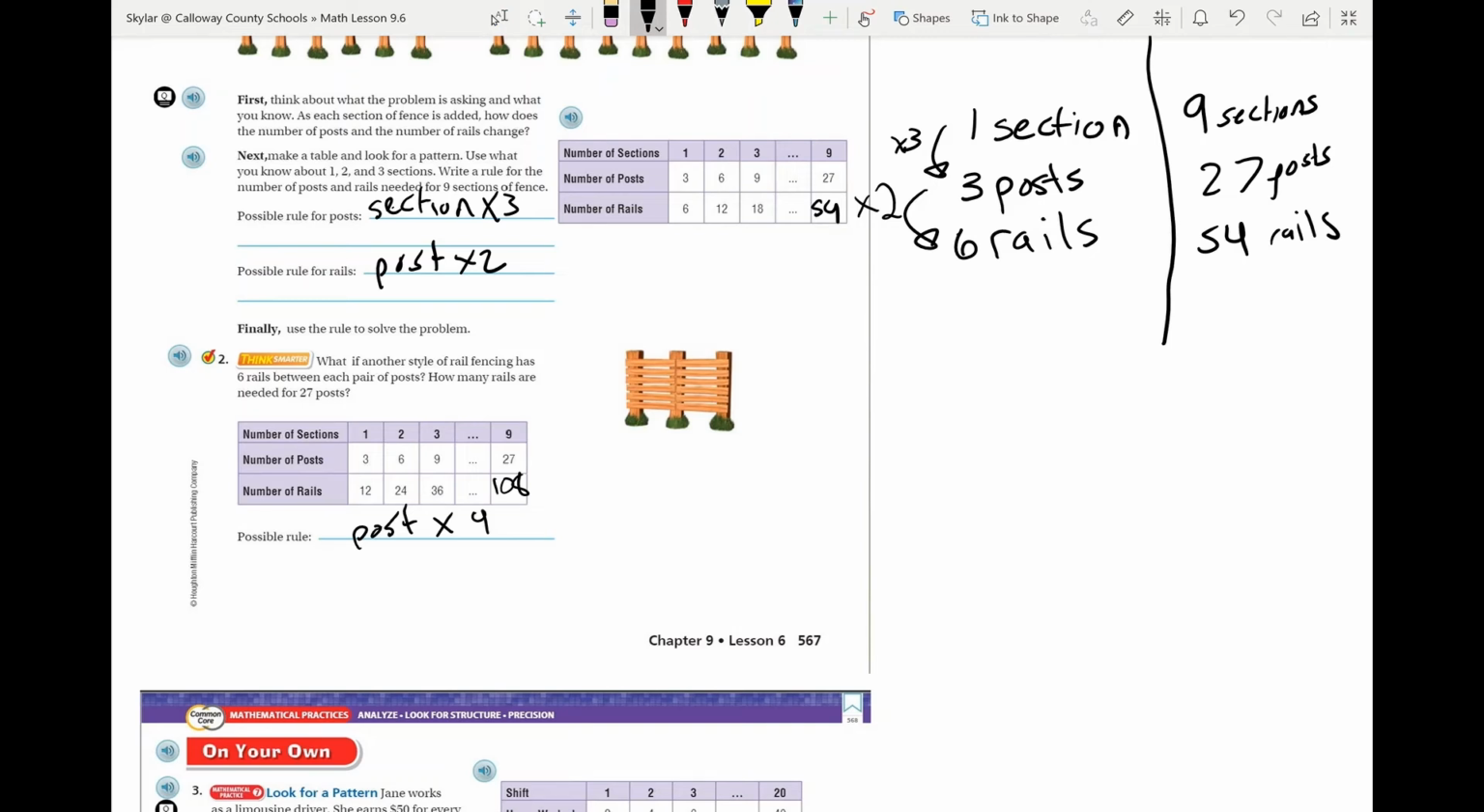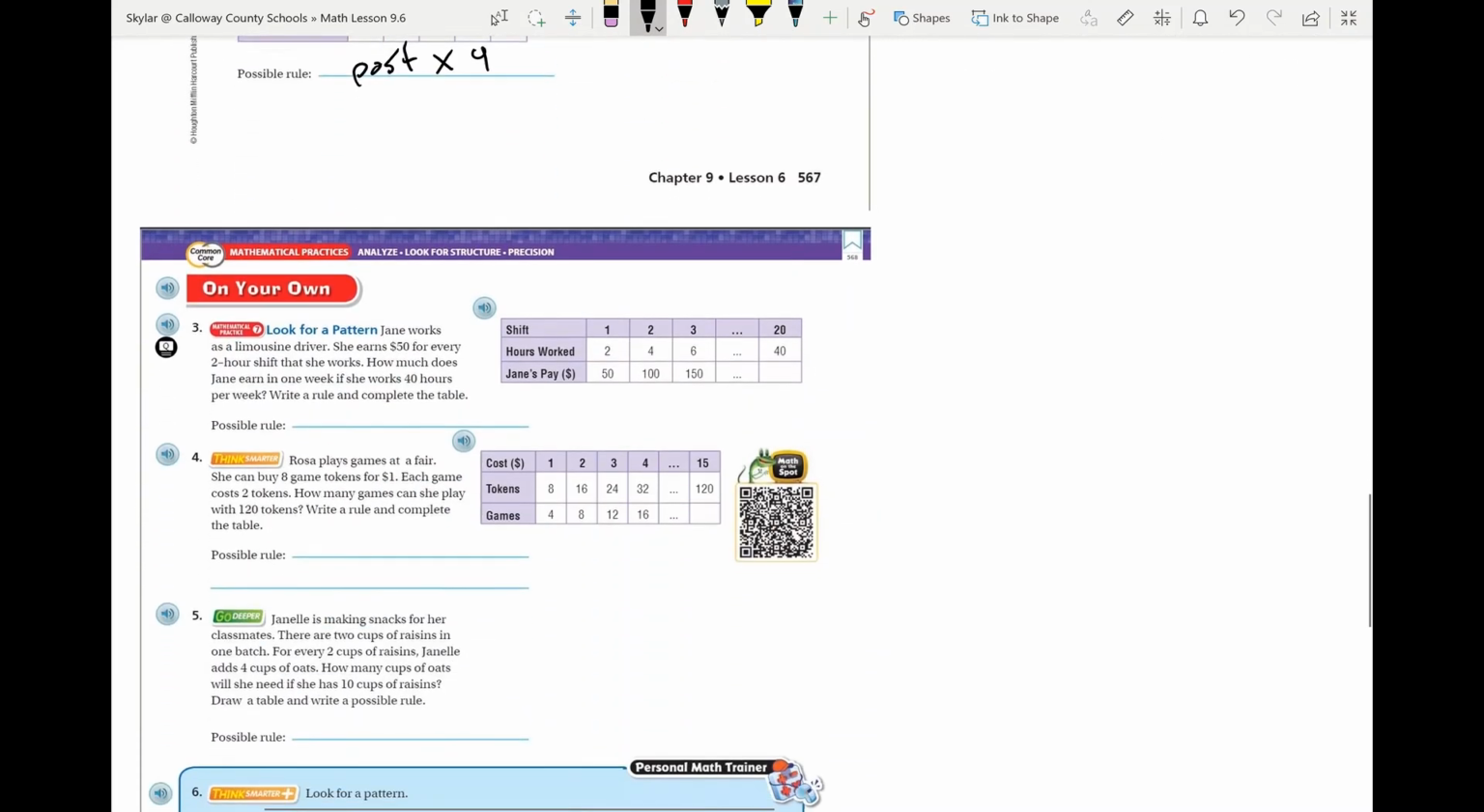Alright, and hopefully you saw that to get from a 3 to a 12, you are going to be multiplying by 4. So your rule is multiply posts times 4. And then for number of rails, you're going to get 108 because 27 times 4 is 108.